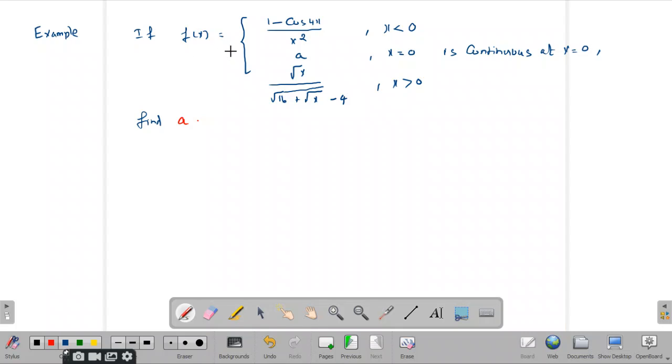So f of x with the three branches: x less than 0, 1 minus cos 4x by x square; x equal to 0, a; x greater than 0, root x by square root of 16 plus root x minus 4, is given as continuous at the particular point 0. Then what will be the value of the unknown a? A is nothing but f of 0.